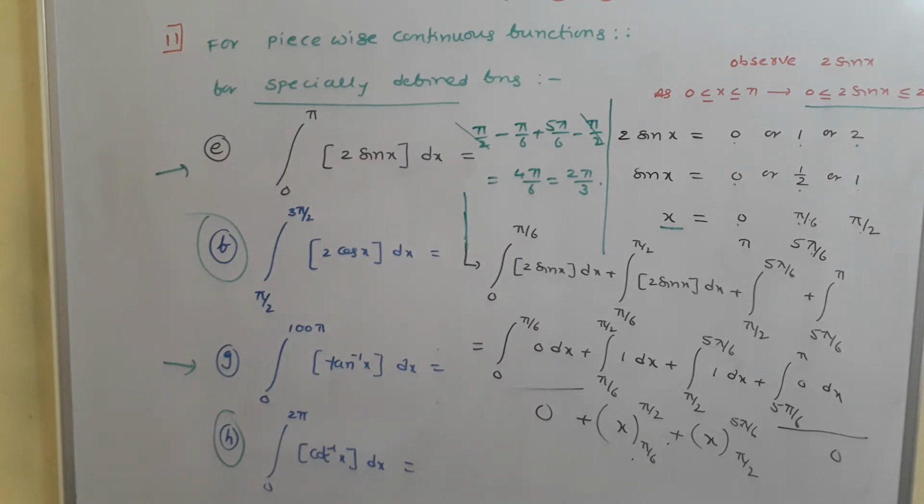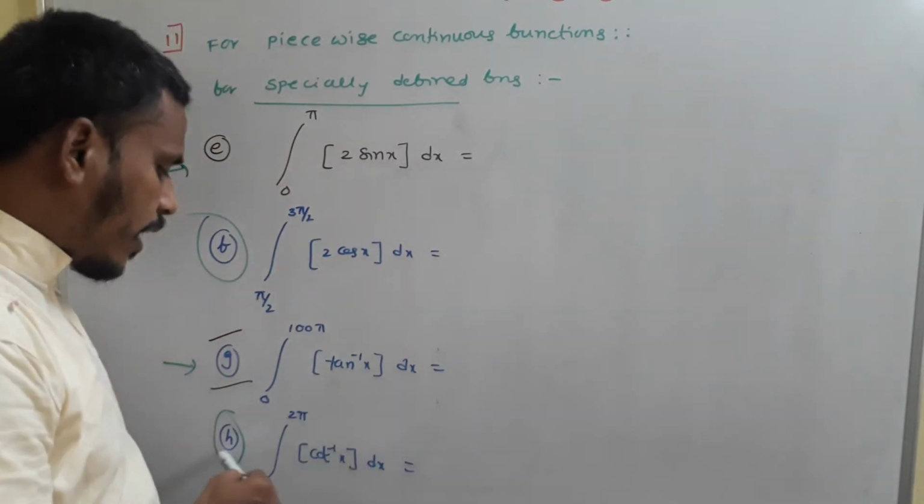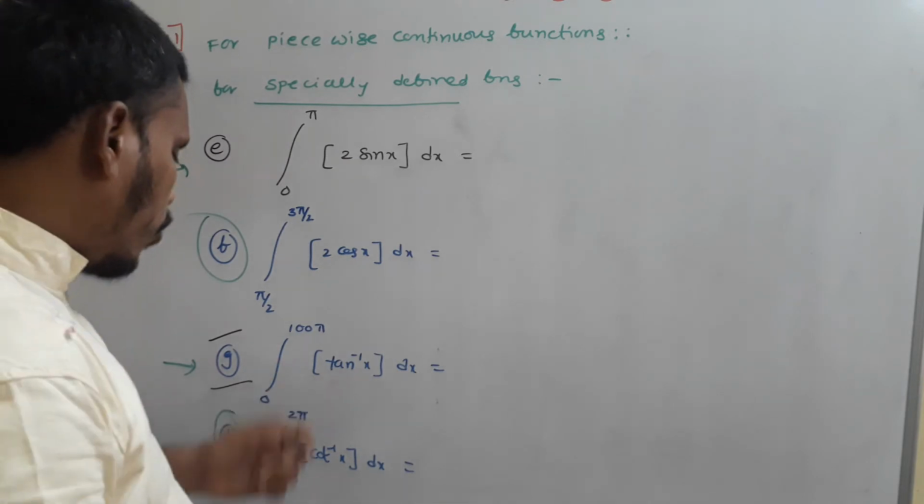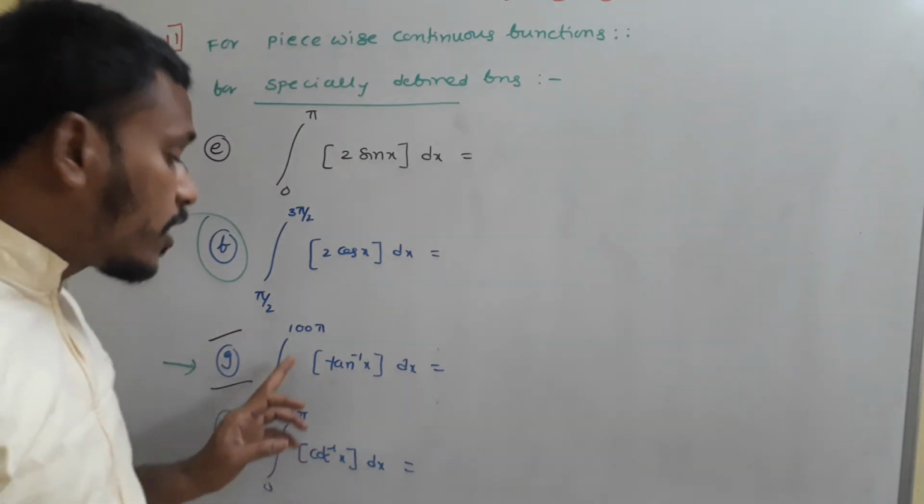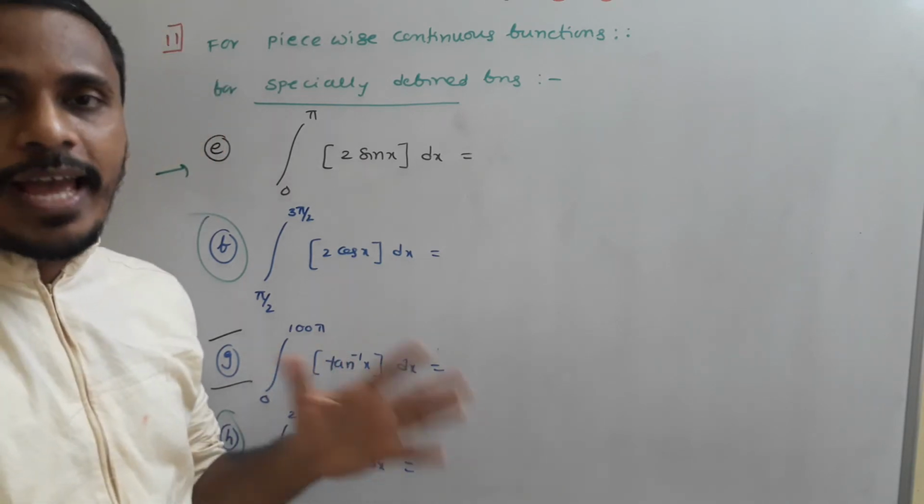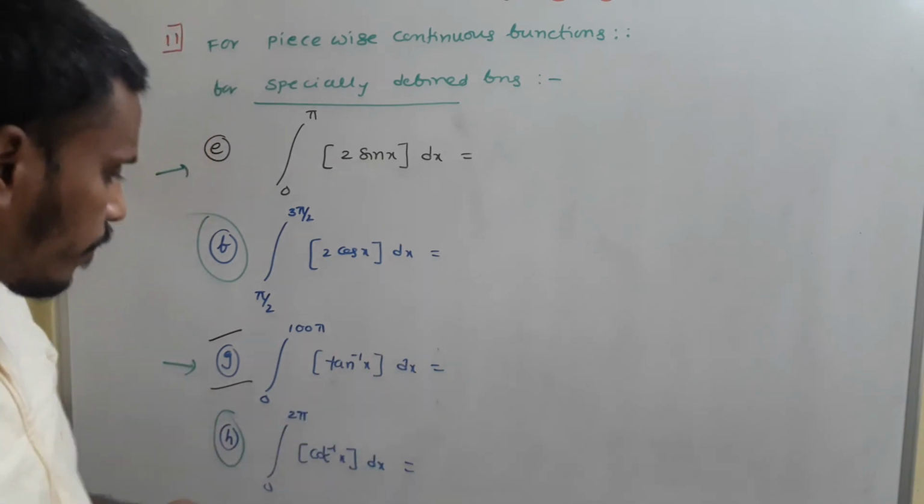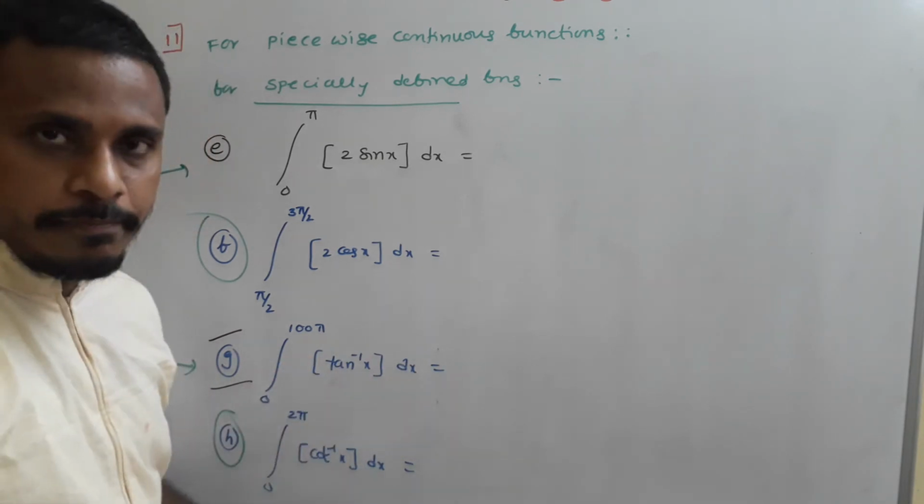You just try F now. So you just do F. I am going to discuss G. Again you just do H in your own way. Now think about G. Integral 0 to 100 pi, step of tan inverse x dx we need to calculate. What is it? Step of tan inverse x between the limits 0 to 100 pi.